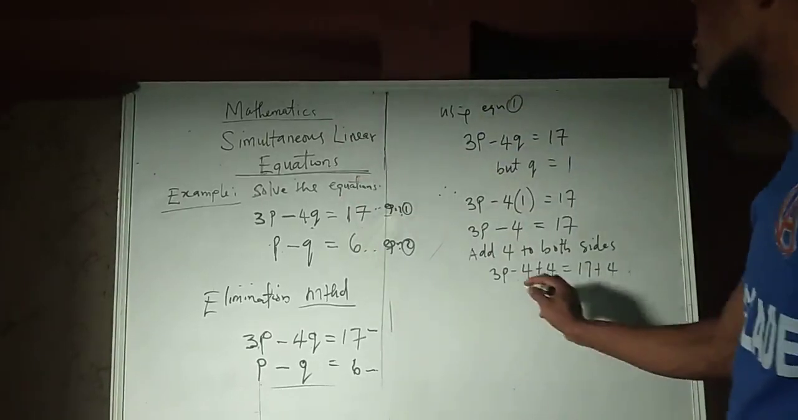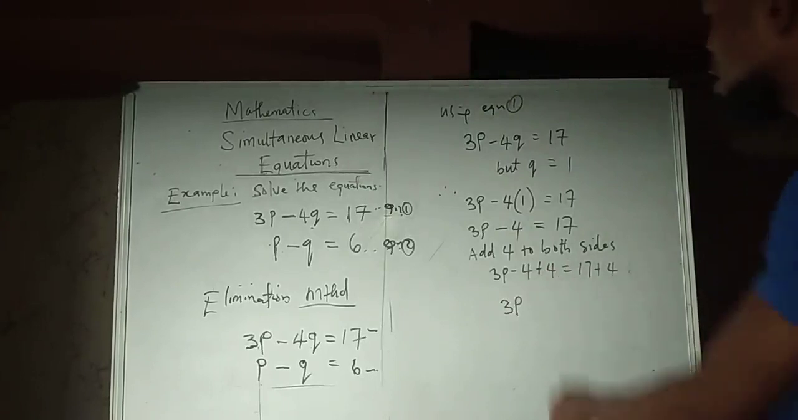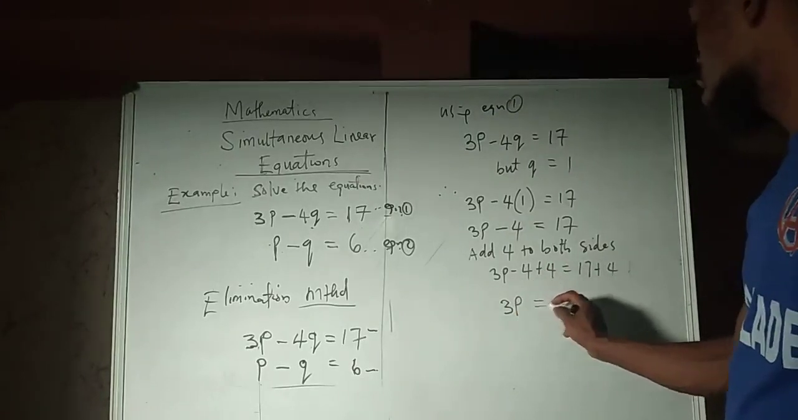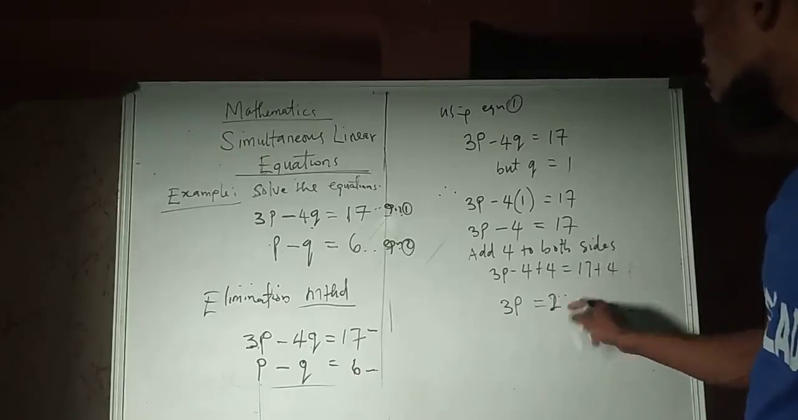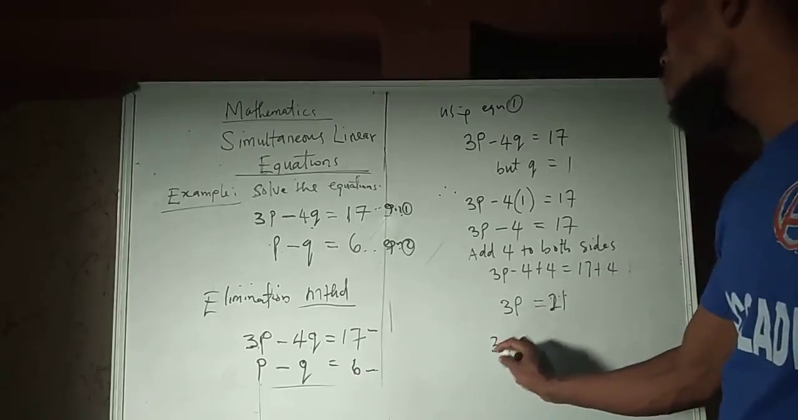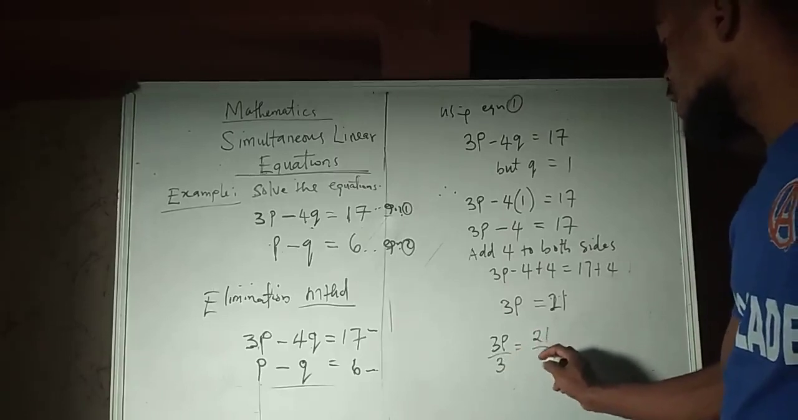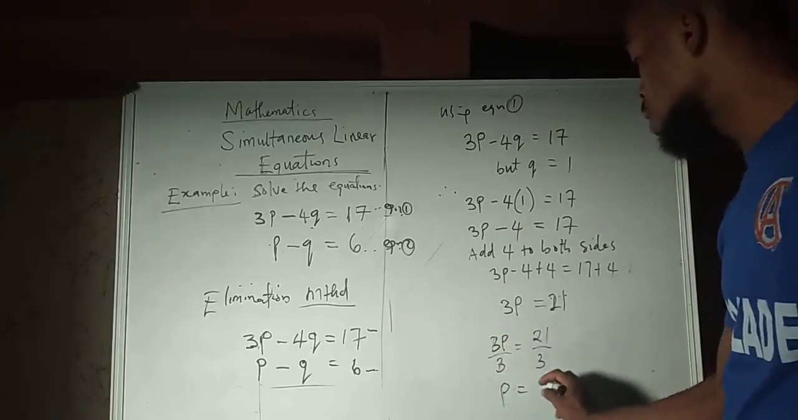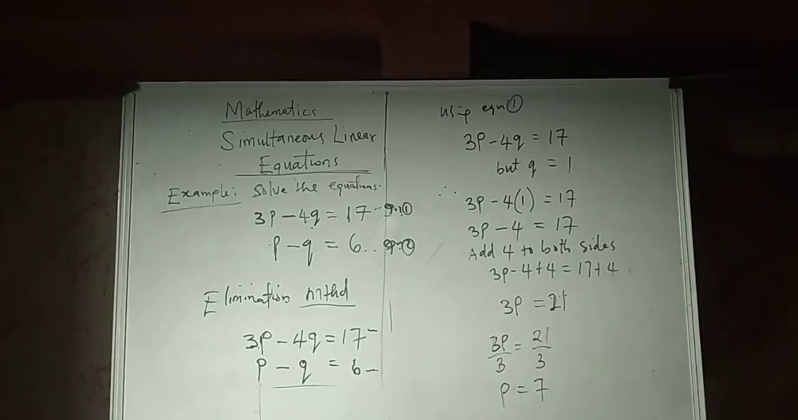So this will be 3p minus 4 plus 4, which will give us 3p, because minus 4 plus 4 is 0. And 17 plus 4 is going to be 21. So since we are looking for p alone, we divide both sides by 3. So this cancels out. We are going to have p equals 21 divided by 3, which is 7.